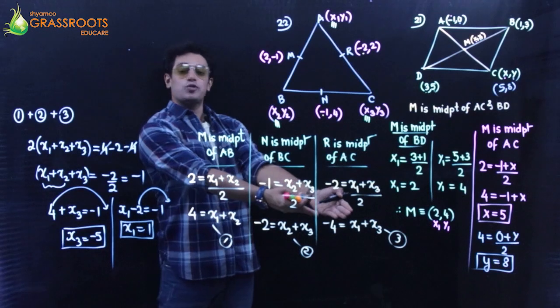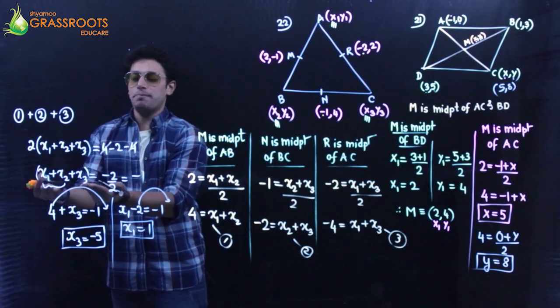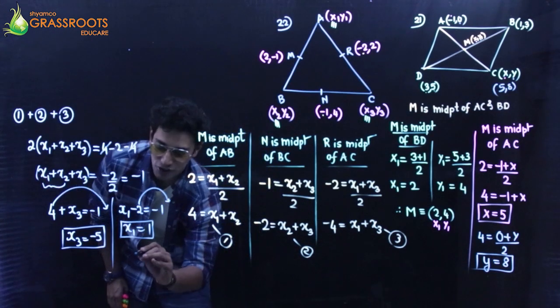And finally, x1 plus x3 is minus 4. Substitute. x1 plus x3, if you put minus 4, it goes on the other side. You get x2 as 3.